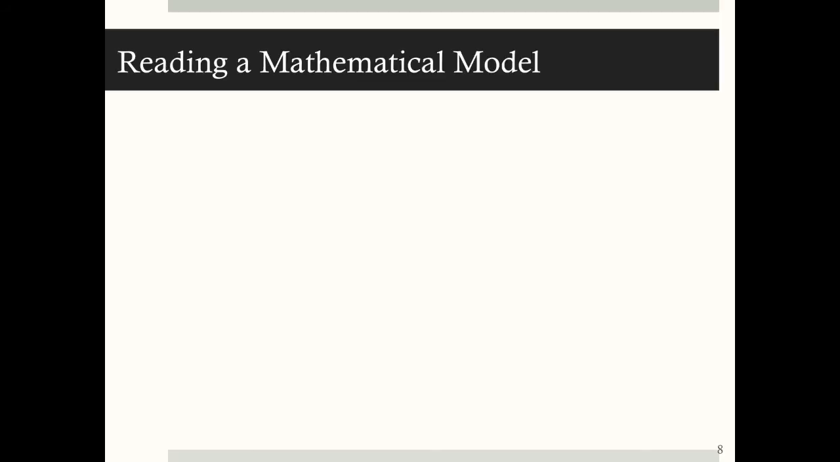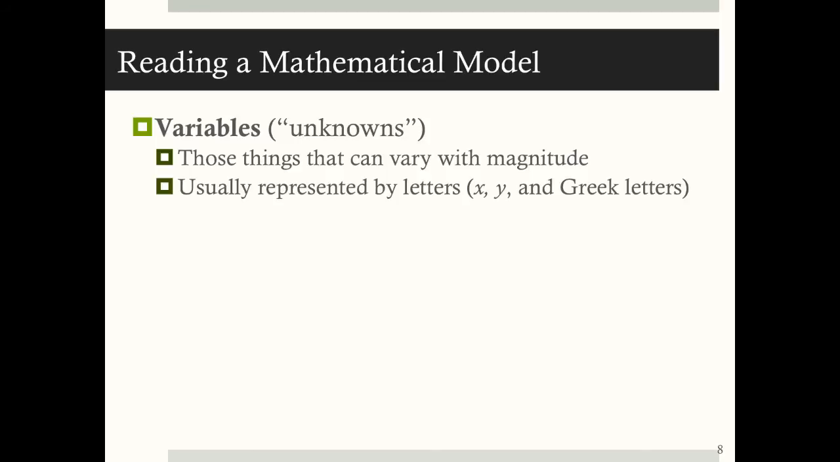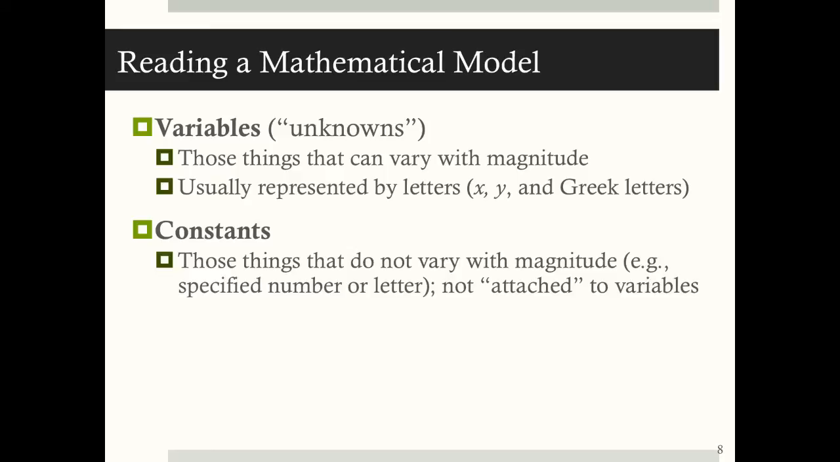The first part of a mathematical model is going to have variables, also known as unknowns. And these are things that can vary with magnitude. Think price, quantity, income, things like that. And we usually represent variables by letters, X, Y most notably, and Greek letters. We also have constants, and constants are those things that do not vary with magnitude. So for example, a specified number or letter: 3, pi, a. Constants are those things that are not attached to variables.